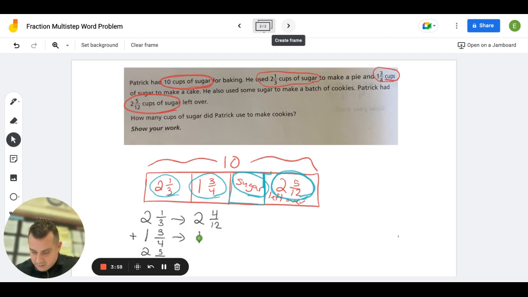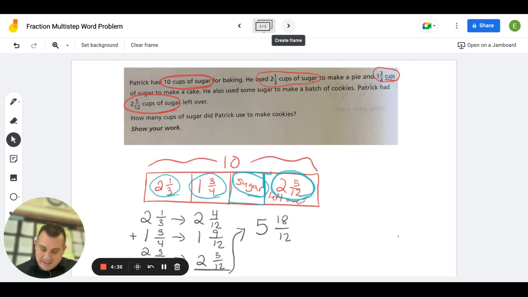Now here is 1 3/4. How am I going to make that? Well, 4 times 3 is 12, so 3 times 3 is going to be 9/12. And then I'm going to keep the 2 5/12 the same. Now I'm going to add these up. I'm going to put my total up here. If I add my wholes, I have 2 plus 1 plus 2, that is 5. And add my fractions: 4 plus 9 is 13, and 5 is 18. So really, I now have 5 and 18/12.